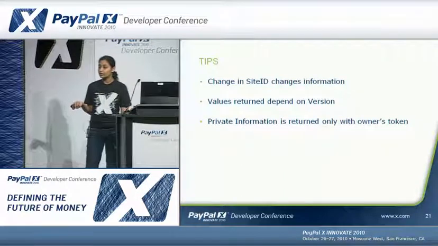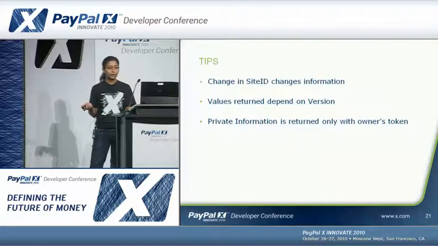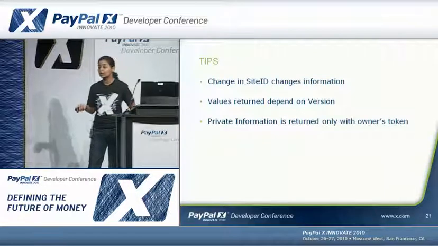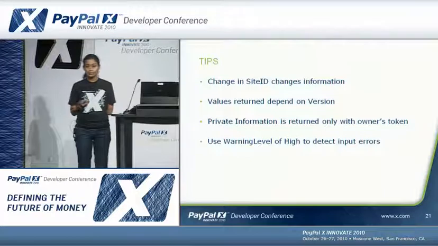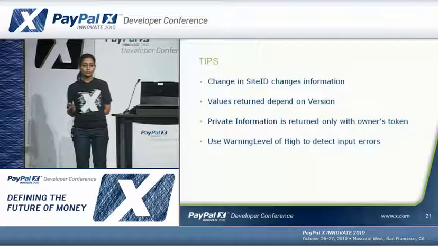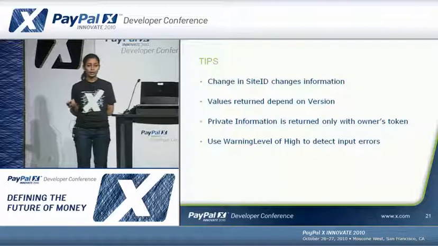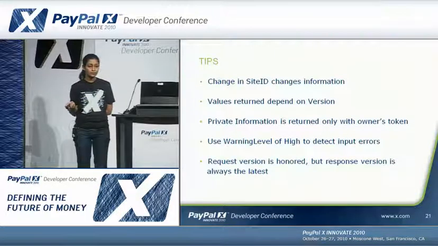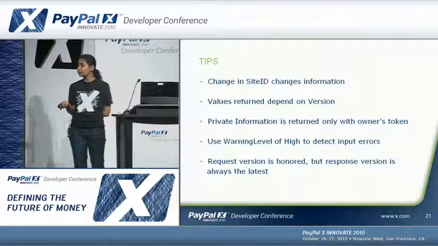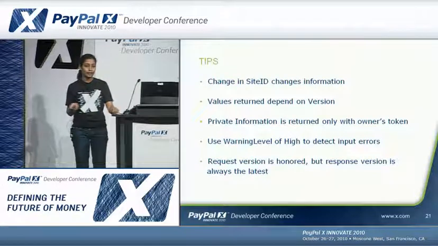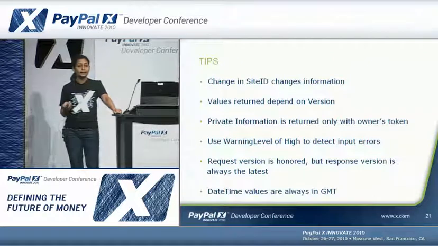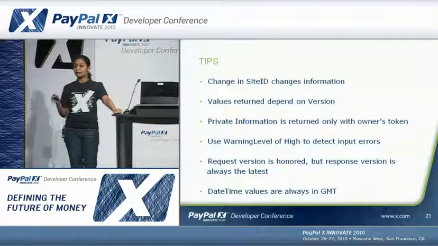Values in the API response depend on the version that you pass in. Private information is only returned with the user's token. And one tip that I mentioned while I was doing the demo is use the warning level of high to be able to detect input errors early on. Request version is honored, but response version always corresponds to the latest API version. And the date time values that the APIs take or respond are always in GMT.